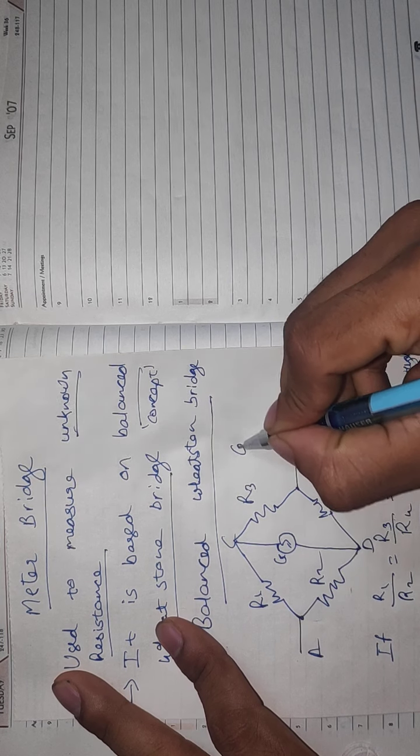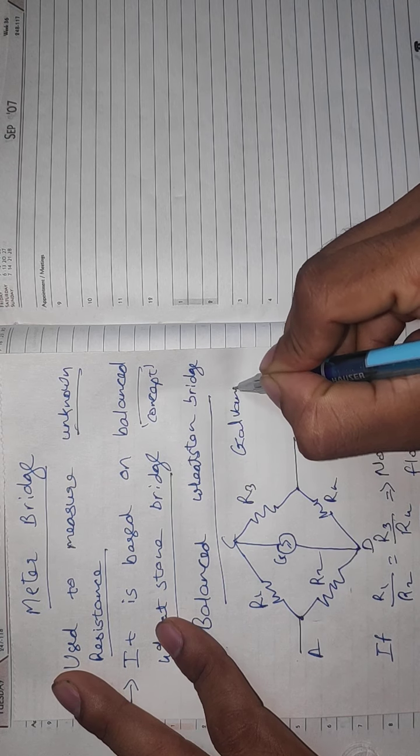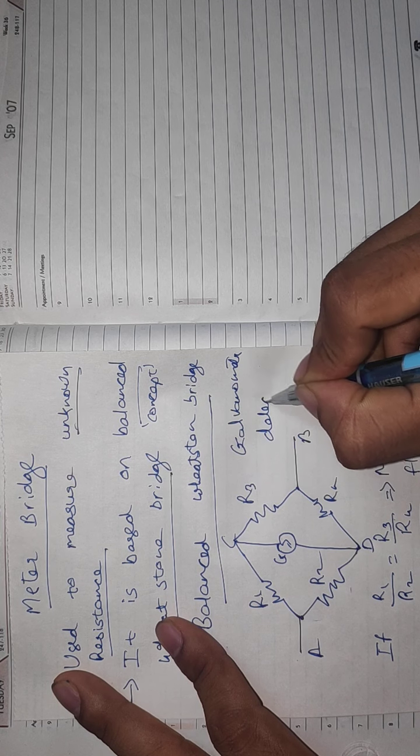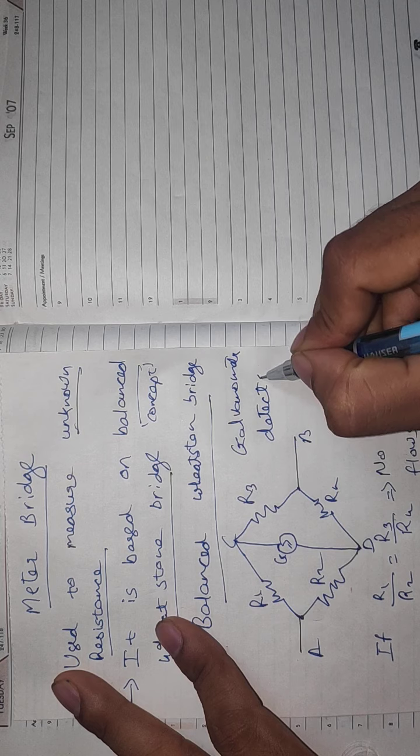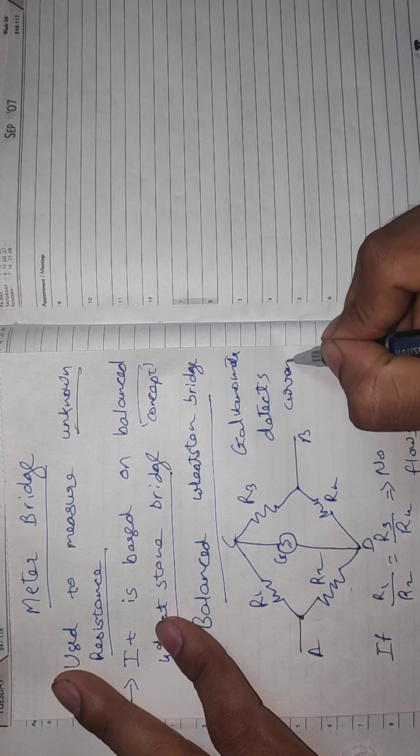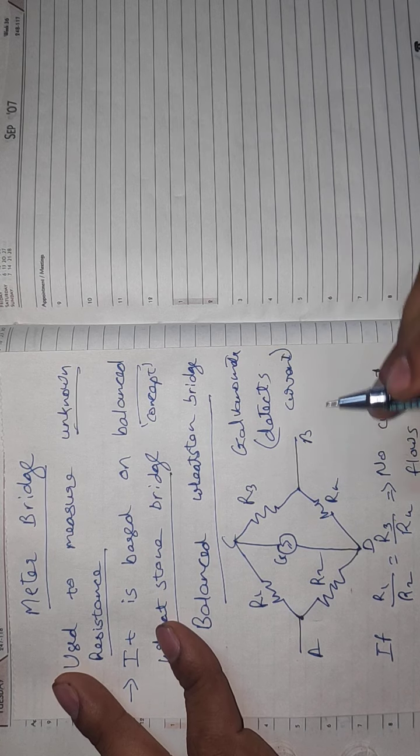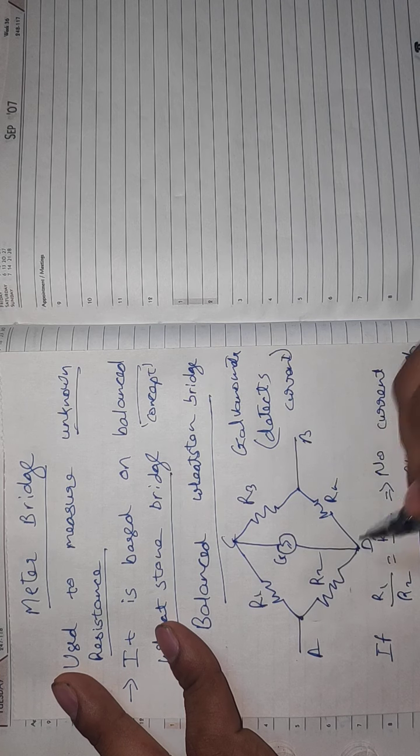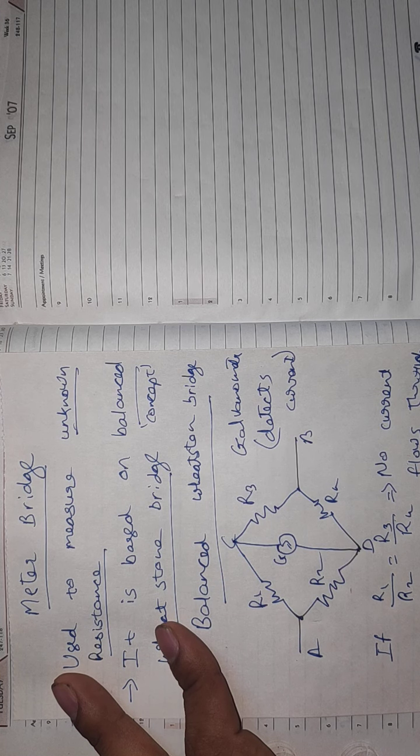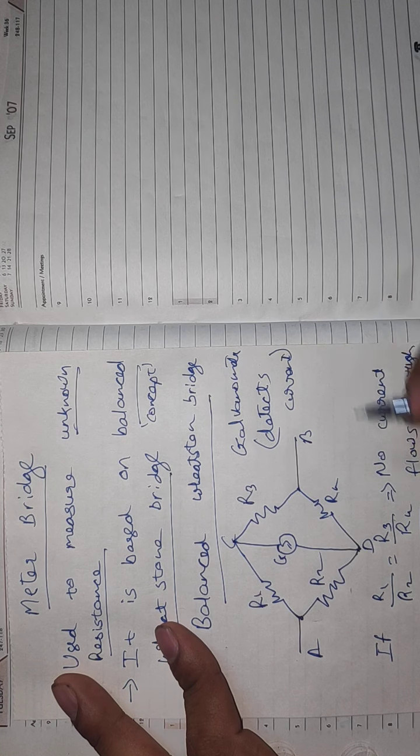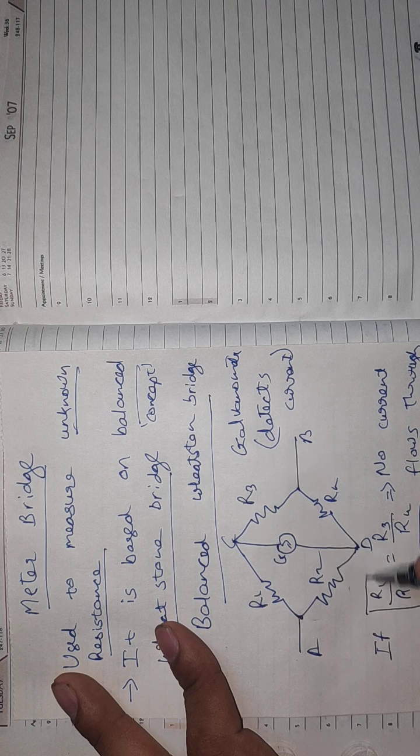What is a galvanometer? A galvanometer is something that detects current. It will not measure, but it will detect current, even if there is only a small current. So if the potential across these two points is equal, there will be no current flowing through this system, so the galvanometer will show zero deflection.